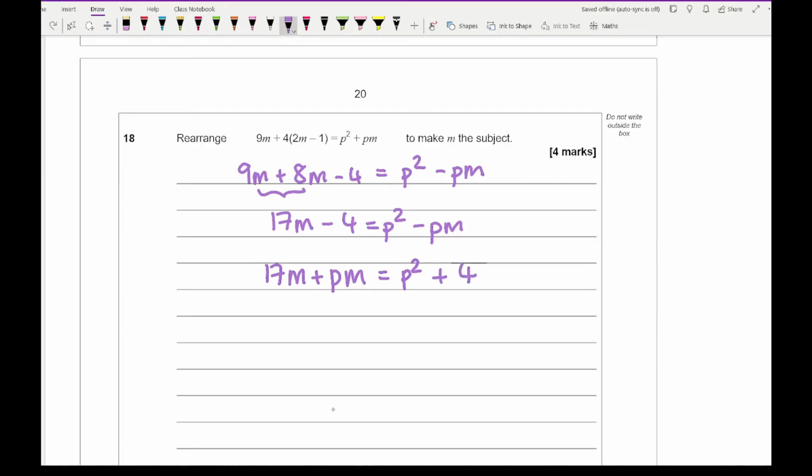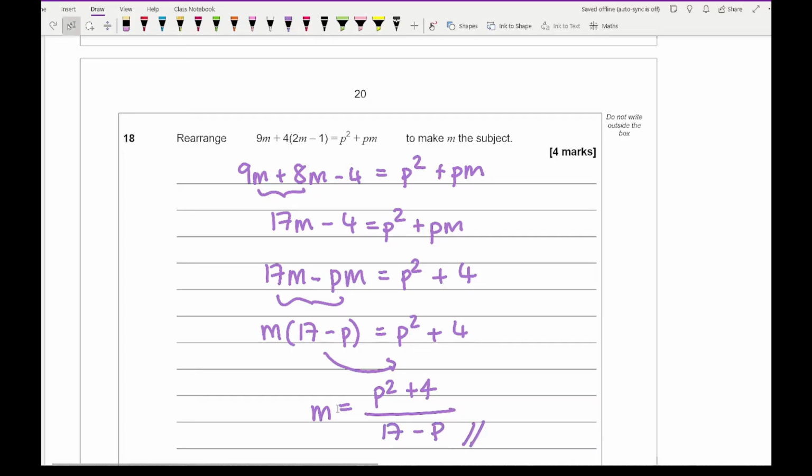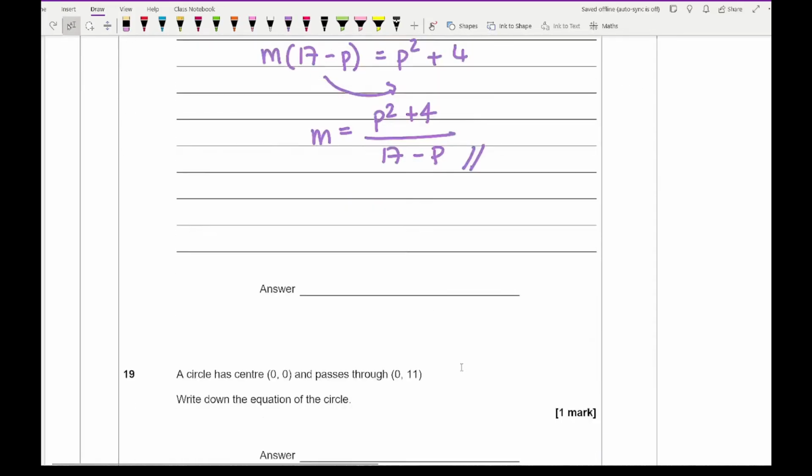Then from this we can factorize. So we've got m and I've got 17, and it's going to be, oh, that should be a plus. So that's going to be a minus p. And as you can see now, I've only got one m, so the only thing I've got to do is take this bracket over to the side. So m equals p squared plus 4, all divided by 17 minus p. And there we go. Now, if you wanted to include brackets, that's absolutely fine, but that's what you should have.